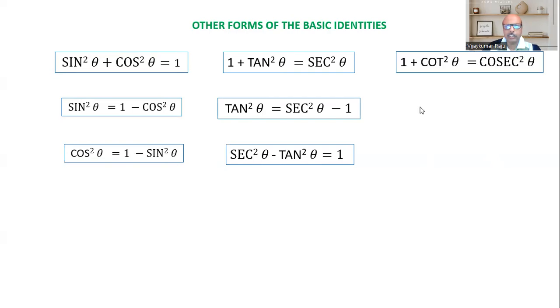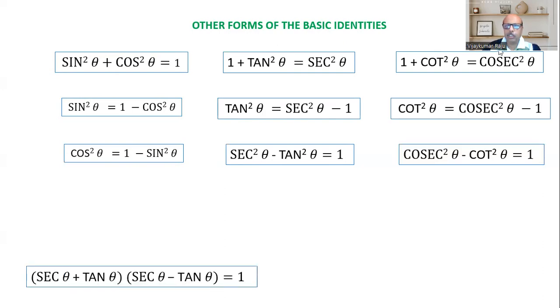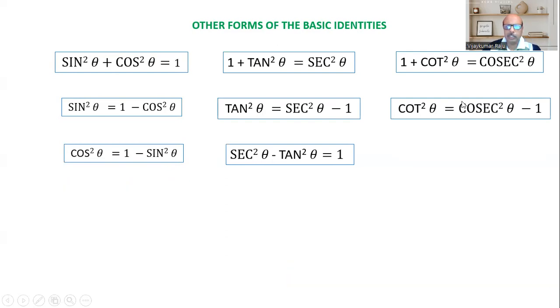Now the third identity. The third identity is 1 plus cot square theta is equal to cosec square theta. Now if you see here, when you take 1 this side, it becomes cot square theta is equal to cosec square theta minus 1. Or cosec square theta minus cot square theta is 1.